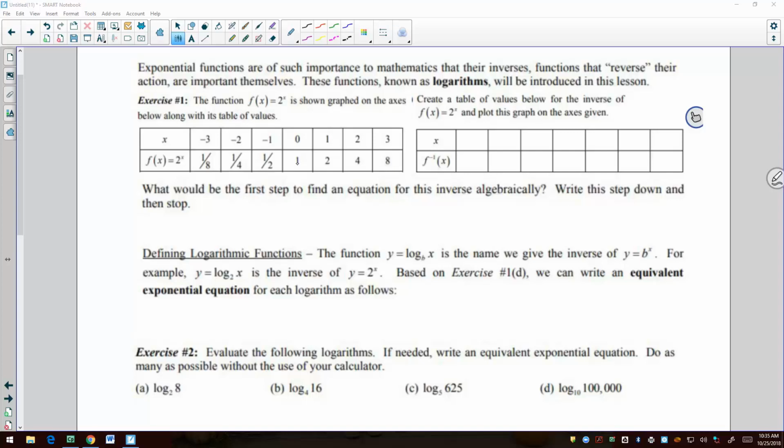This video is on lessons 4.8 and 4.9. It is the first video for the second half of Unit 4, which is in Flipbook B. So this is the first time you are going to hear of logarithms, and we call them logs for short.